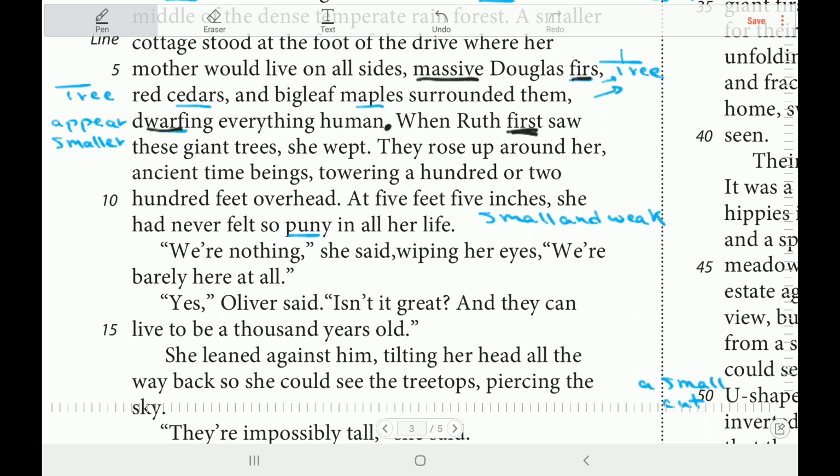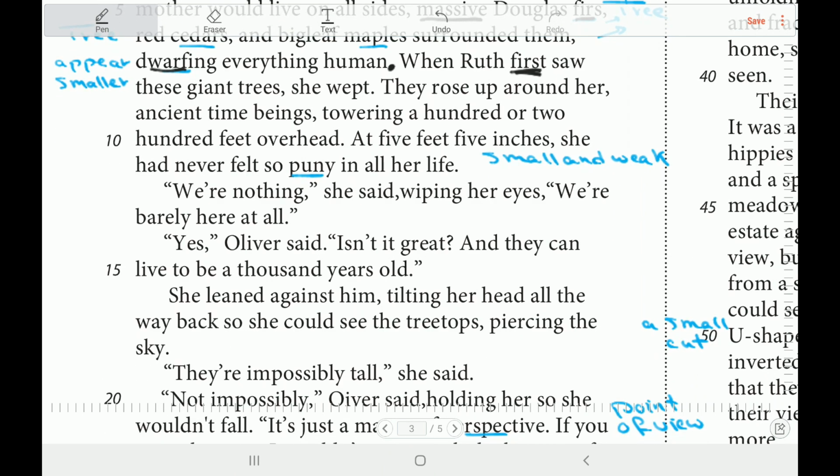Beings can refer to humans, trees, plants in general, and animals. So at 5 feet 5 inches, she had never felt so puny in her life. Puny, like small and weak. So again, that's a comparison between her height. She's 5 feet and 5 inches in height. So in comparison to the trees, she's so small.